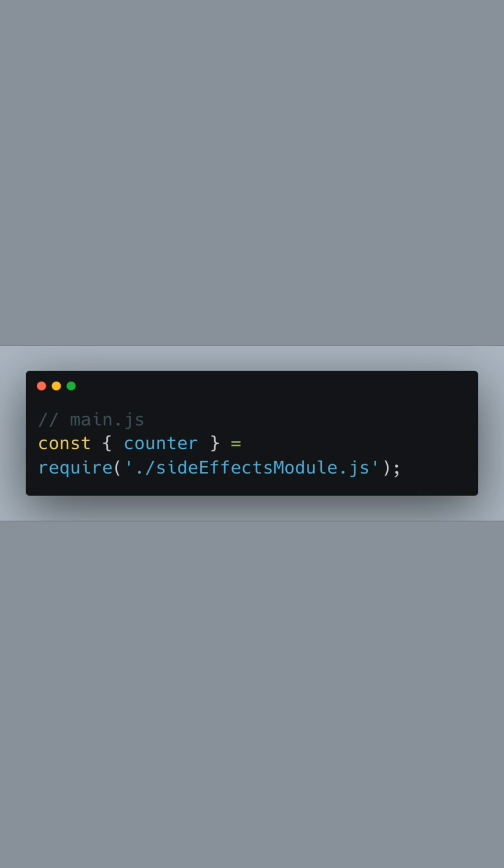We're requiring our side effects module JS module here. Remember, as soon as this line is executed, Node.js runs all the code in side effects module JS, including incrementing the counter and logging the message to the console.